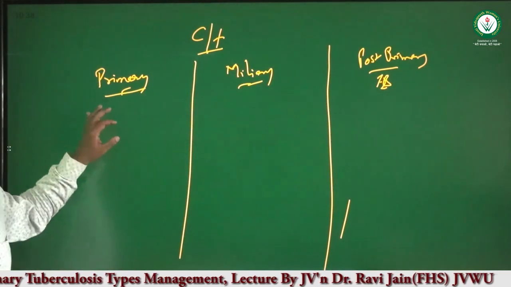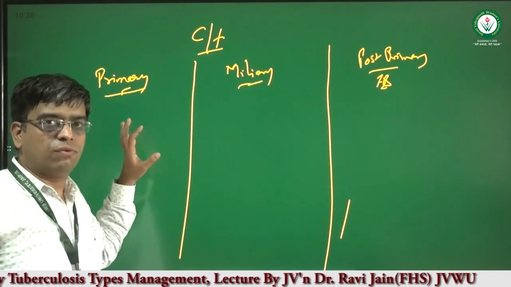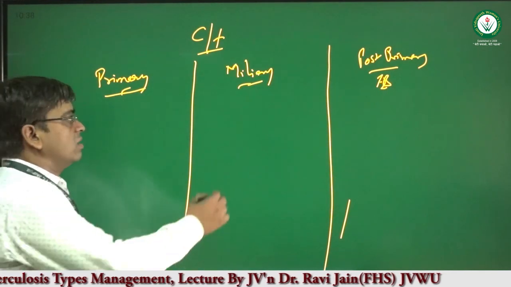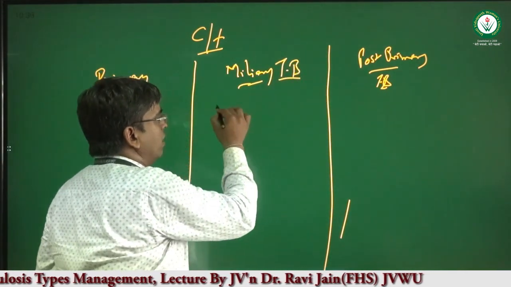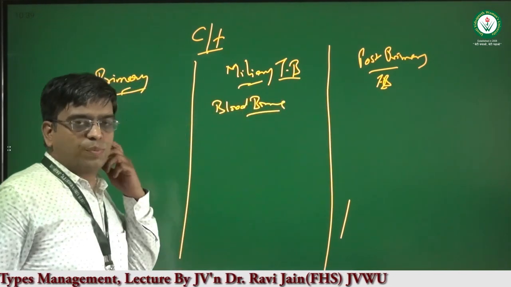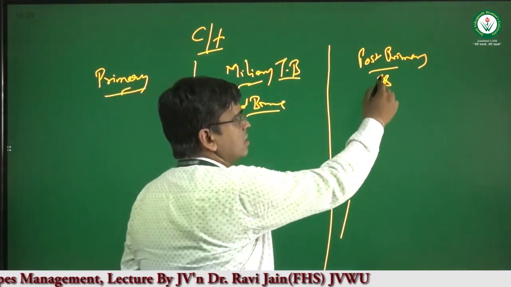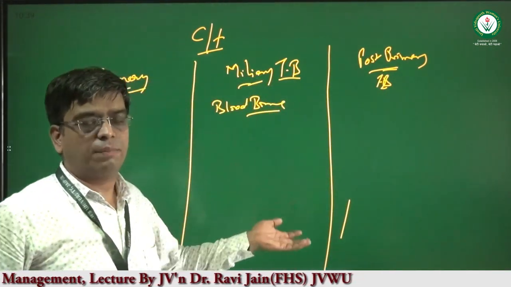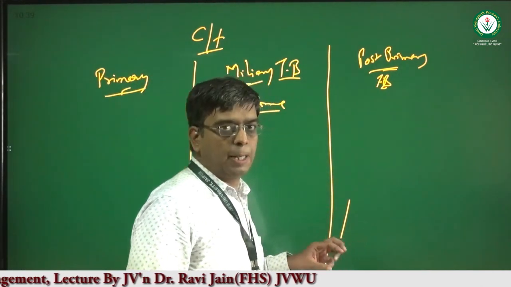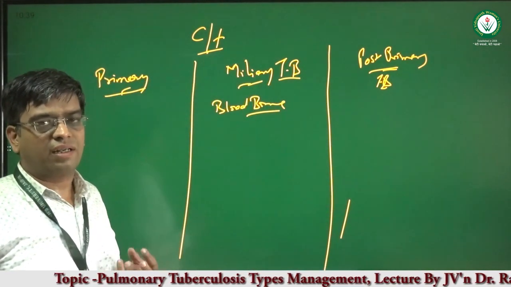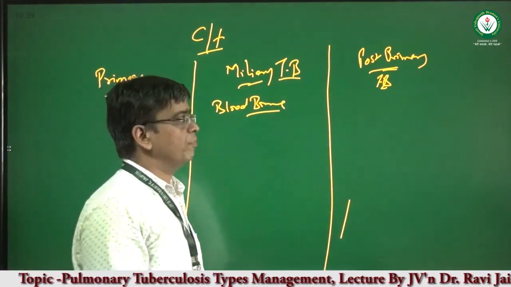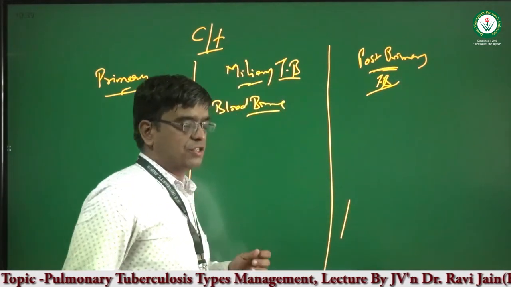What happens in primary tuberculosis is the individual is affected for the first time with Mycobacterium tuberculosis. In case of miliary tuberculosis, there is blood-borne dissemination, and this spreads in the whole body. And post-primary is when a person who was initially affected with pulmonary tuberculosis is cured, treated, and then again gets affected, or there is already a bacteria lodged in the body in a latent phase and it is reactivating. This leads to development of a post-primary lesion.